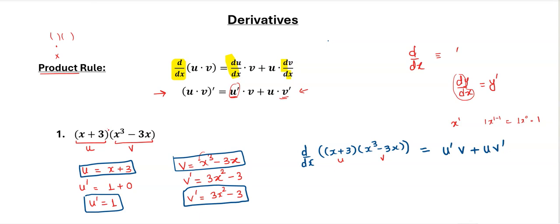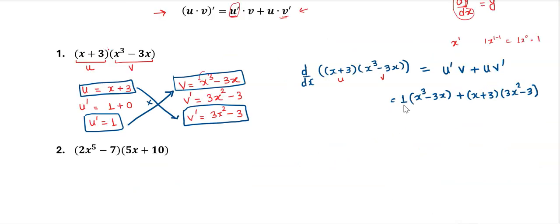So u dash v means these two terms get multiplied. What it gives you is 1 multiplied by v, that is x power 3 minus 3x, plus u times v dash. u is x plus 3 multiplied by 3x square minus 3. Okay, so this is the basic way of doing it. Now after that, how will we simplify?